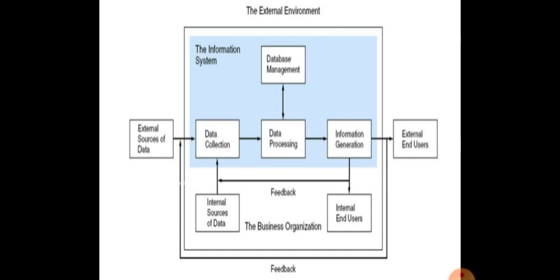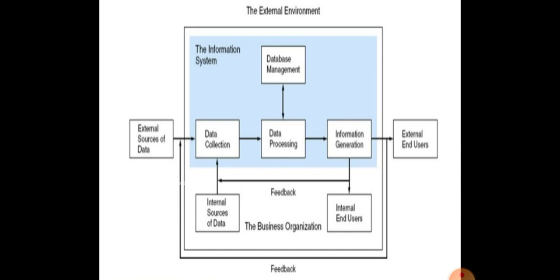After processing the data, we have the information generation. We get information which is relevant to our organization and useful for us. After that, the information goes to the external end users. Ultimately, we have collected data, processed it, and generated the right kind of information, so that we can proceed to the external end user. We will provide the right kind of data and information to the external end users.